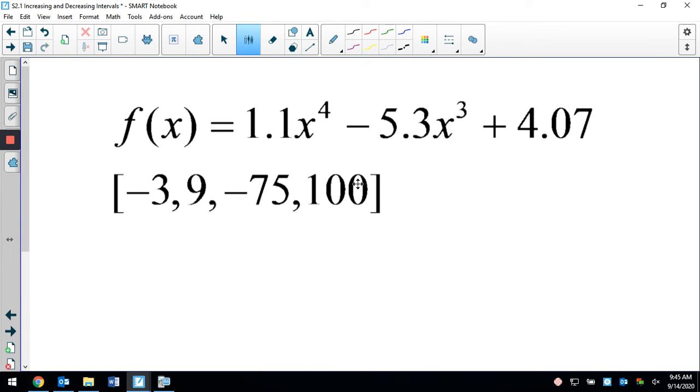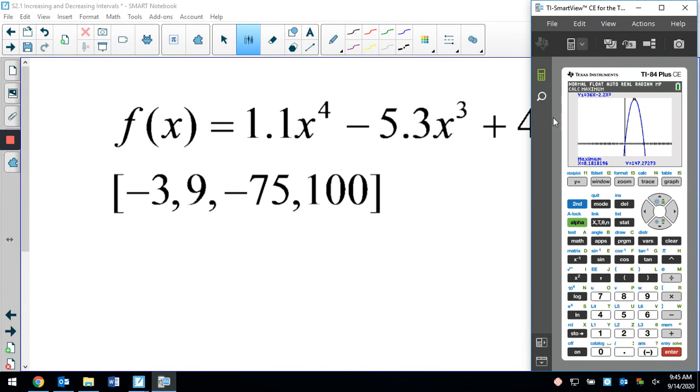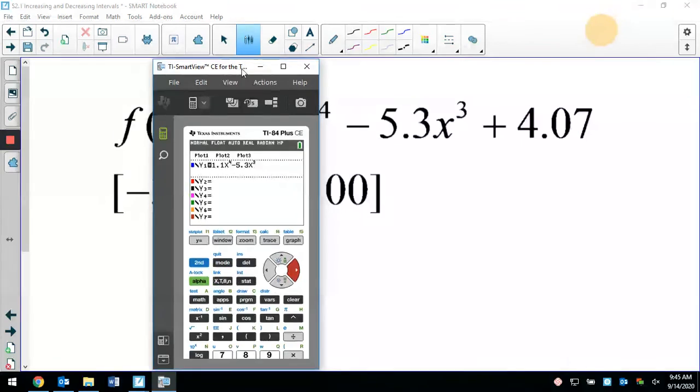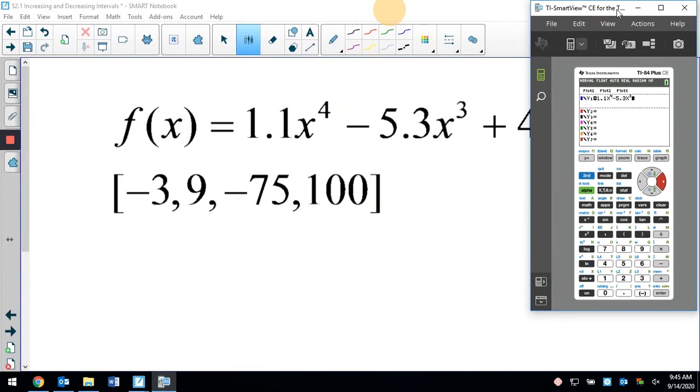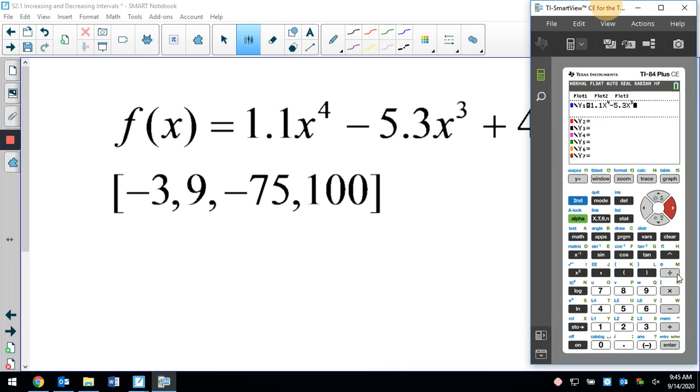All right, here we go again. We'll just start from scratch. I'm going to hit my y equals button, type in my equation, 1.1x raised to the 4th power, and then minus 5.3x raised to the 3rd power, and then plus 4.07. All right, I'm going to hit zoom and standard, number 6 again, just to kind of check it out.